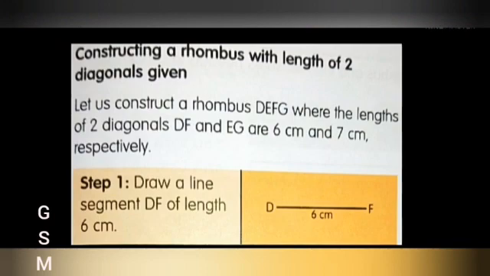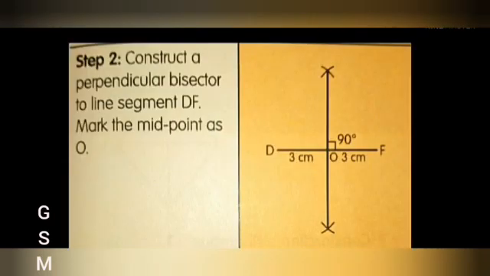Next, constructing a rhombus with length of two diagonals given. Let us construct rhombus DEFG where the lengths of two diagonals DF and EG are 6 cm and 7 cm respectively. Step 1. Draw a line segment DF of length 6 cm. Step 2. Construct a perpendicular bisector to line segment DF. Mark the midpoint as O.